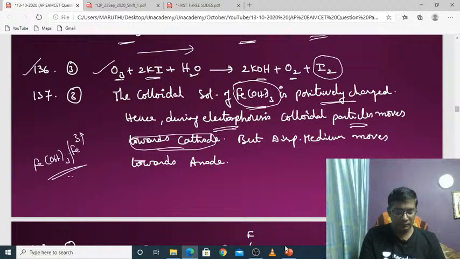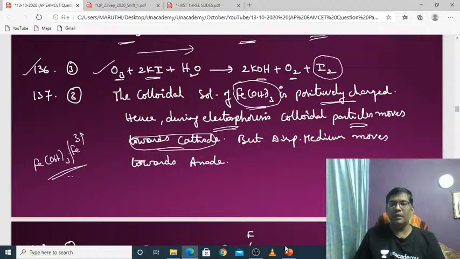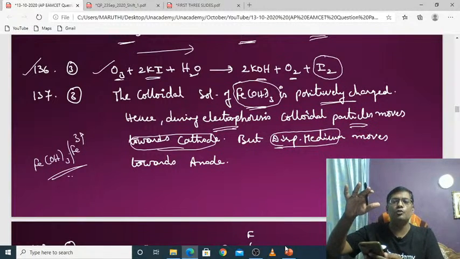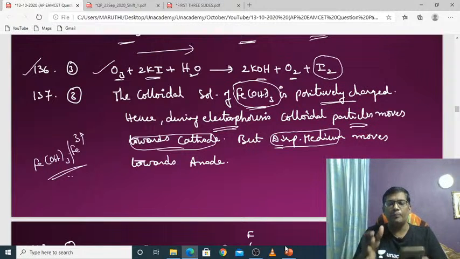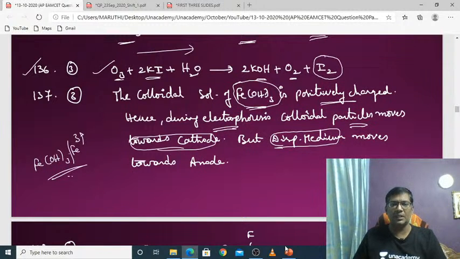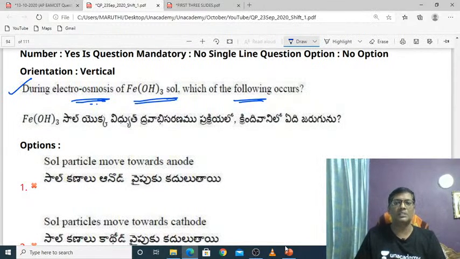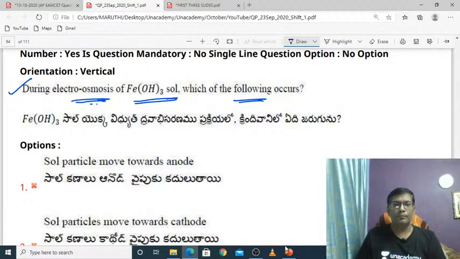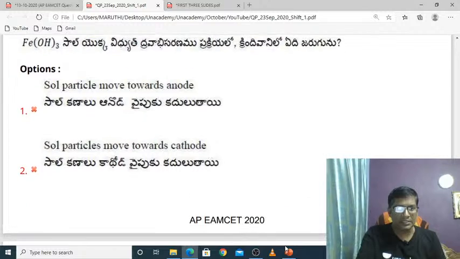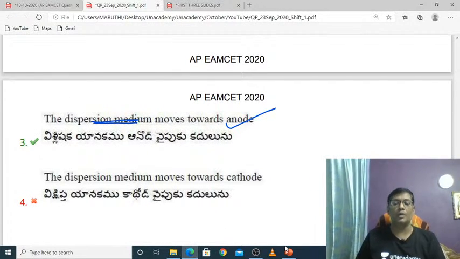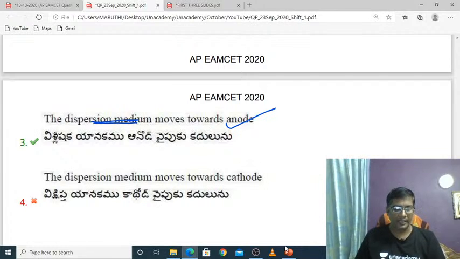what about the dispersion medium? When the colloidal particles move towards the cathode, the dispersion medium will move towards the anode. That's all. So the dispersion medium will move towards the anode, whereas the colloidal particles move towards the cathode. This is the correct option: the dispersion medium moves towards the anode, but the colloidal particles move towards the cathode. That is the most important line.